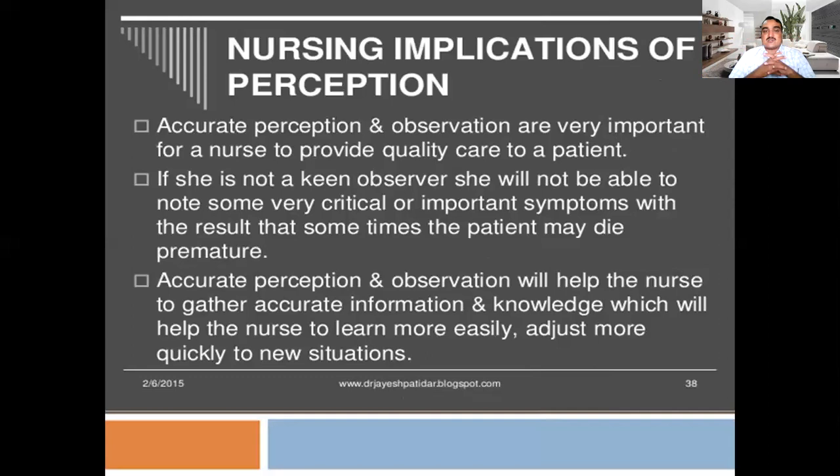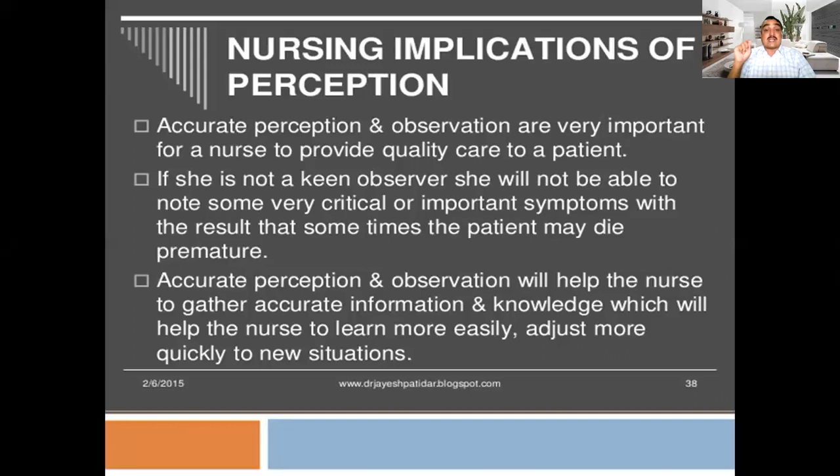Next, if you are not a keen observer, you will not be able to note some very critical or important observations or symptoms, with the result that sometimes patients may die prematurely. That can be avoided if you have the right type of perception. If the patients are not able to say what they are actually experiencing, and as a nurse you are a good observer, definitely whatever they don't say you can also observe, make a note of it, and give the right treatment. If you have not done so, and the patients also did not communicate with you, there may be chances of wrong developments in the patient's behavior as well as their treatment.